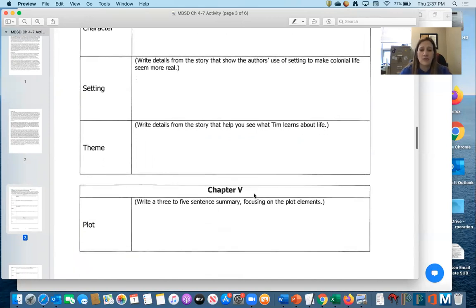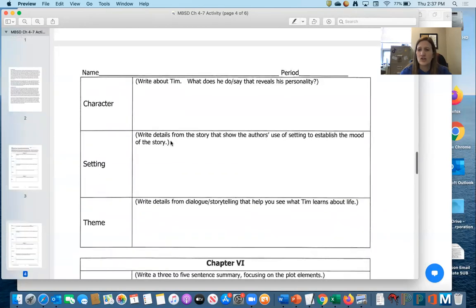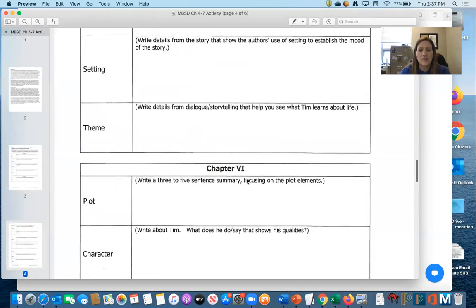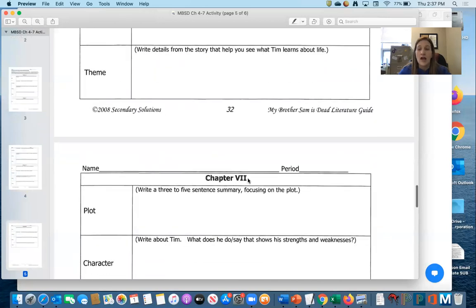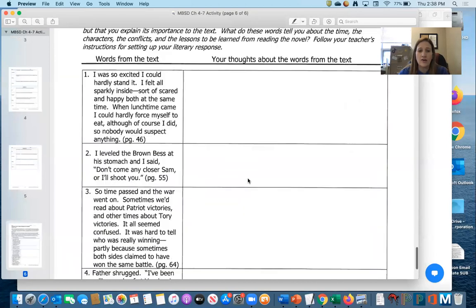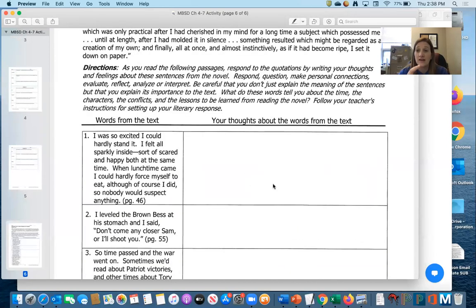So you're going to do that for chapter 5. And the questions change a little bit. Chapter 6 and chapter 7. And if you can't remember what happened in any of these chapters, we'll just go back to the summary and read what the summary says about the chapters, okay? Down here, you're going to do the same thing here that you did in the last assignment, okay? So you're going to tell me your thoughts, your feelings, things that you question, your personal connections, things that you reflect on about what you've read over in these sections.